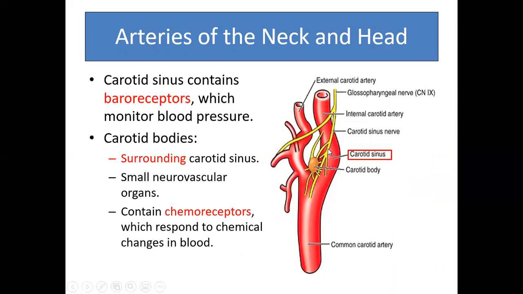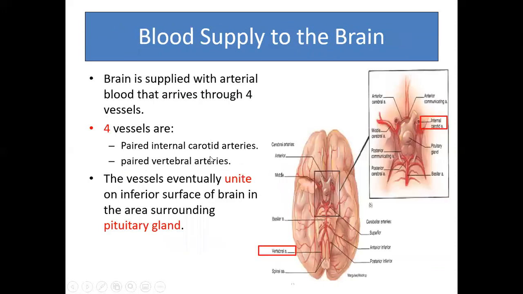Okay, and not only the carotid sinus, we also have the carotid body. If you see here, this is the carotid body. This carotid body surrounds the carotid sinus. It's a small neurovascular organ, and it contains the chemoreceptor. The carotid sinus contains the baroreceptor. The carotid body contains the chemoreceptor, which responds to the chemical changes in the blood.